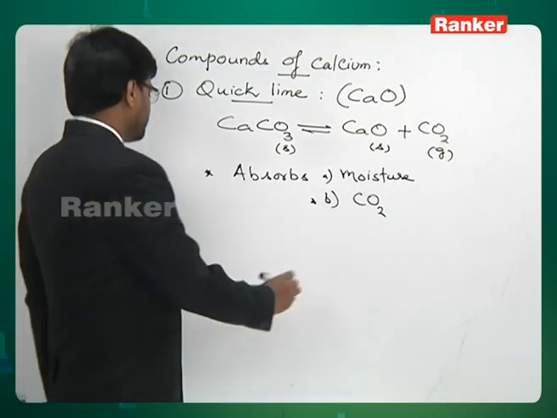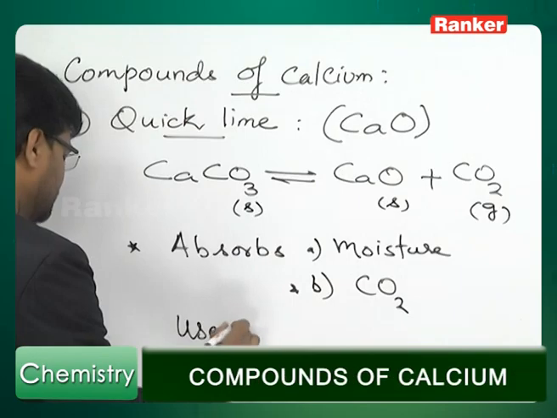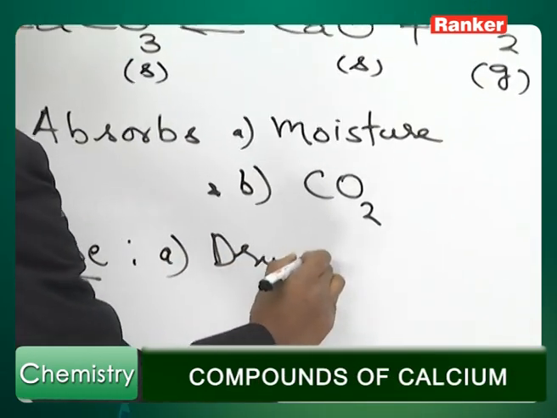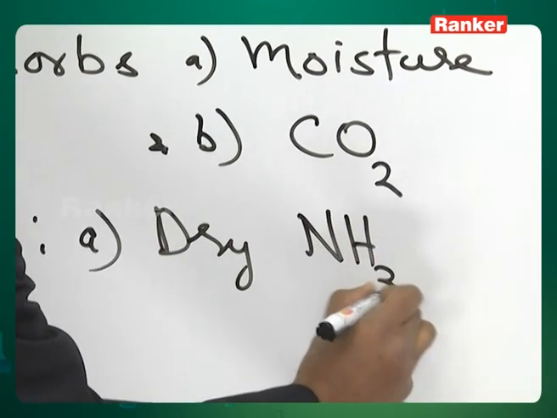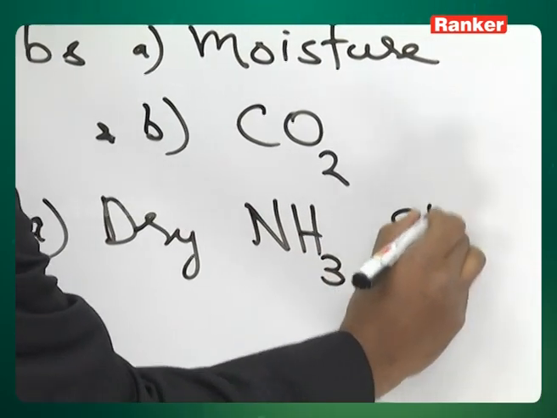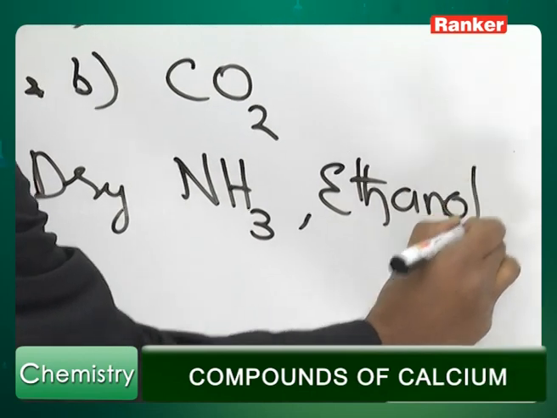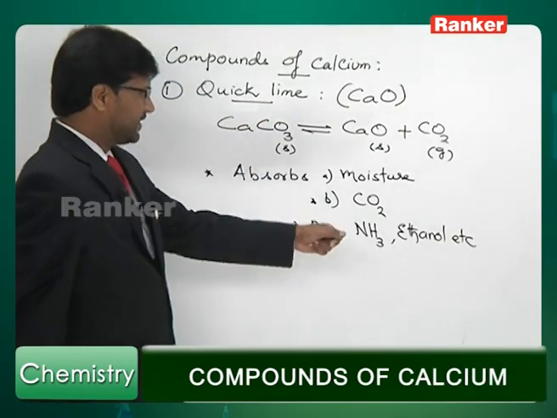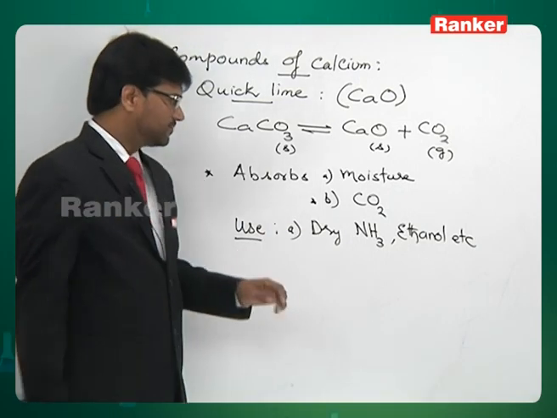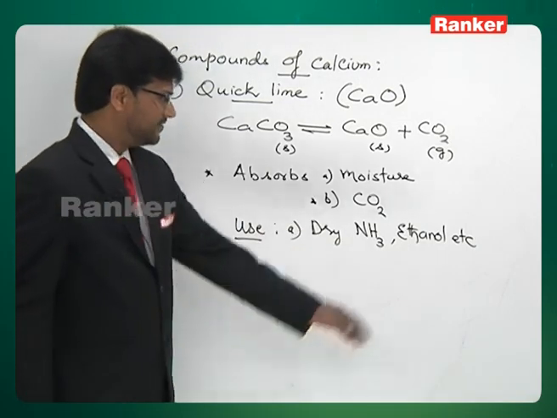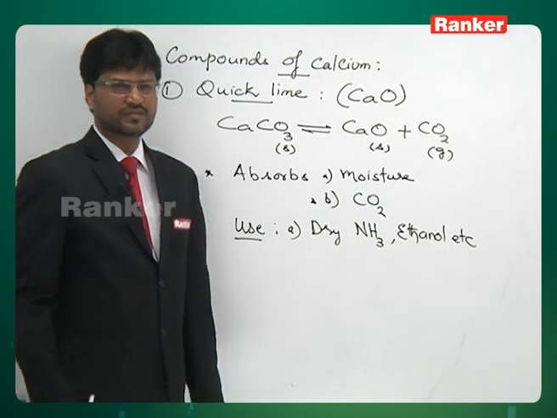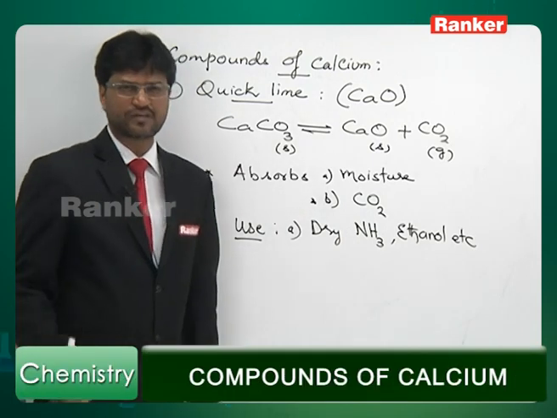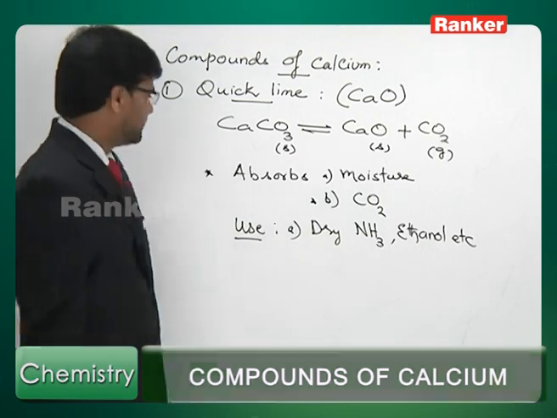So it is used in drying ammonia gas, ethyl alcohol, you call it ethanol, etc. If you pass ammonia gas through calcium oxide, it will lose all its moisture and become dry ammonia gas. Even ethanol can be distilled. Rectified spirit can be distilled with calcium oxide, quicklime, and you get absolute alcohol.